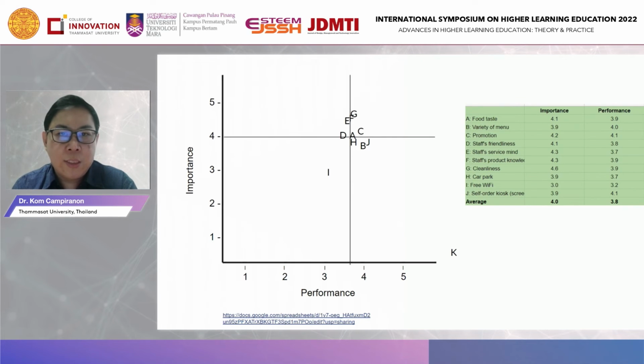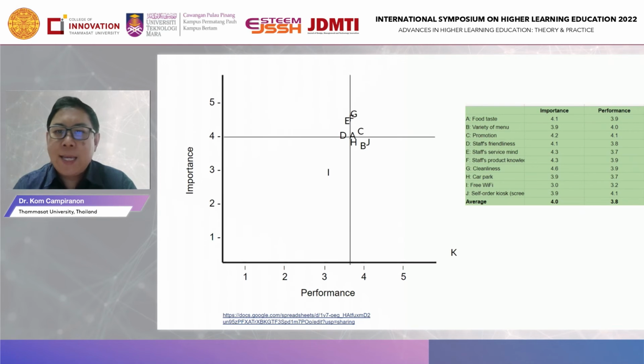What else are they doing too well? Variety of menu, right? So it seems that they're doing too well, but that's not important to the customer. Maybe that's because customers only order the best-selling menu, like Big Mac, for example, or Happy Meal, right? So in that case, yes, they have a lot of menus to choose from, but that's not the most important thing, right? The most important thing is the service, right? As you can see in this IPA analysis.